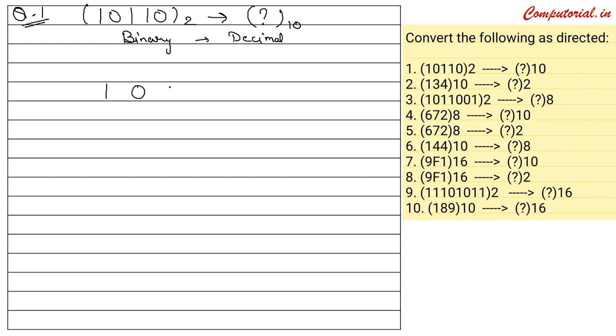We have to note down the digits, then we have to write the place values, then we have to multiply these digits by 2, and then we have to apply these place values as the power of this 2. That's it. Then we have to apply simple mathematical principles.